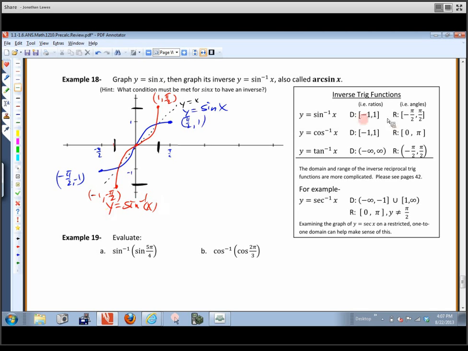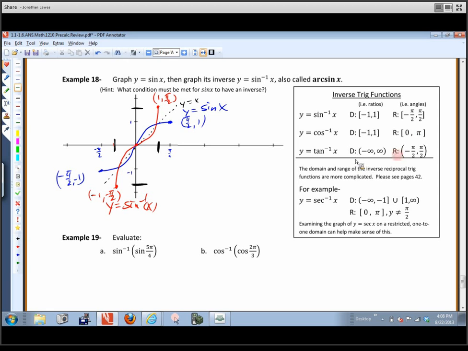So that's why we have a domain of -1 to 1 and a range, the angles that we can get out of that inverse trig function, of -pi/2 to pi/2. And then cosine inverse, you can go through the same type of process. The most reasonable way to restrict that would be from 0 to pi. So again, the ratios that we can plug into cosine inverse are -1 to 1 inclusive, and then the range is from 0 to pi.